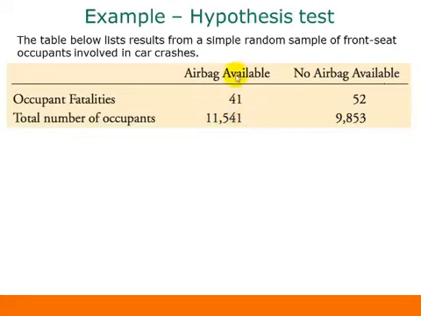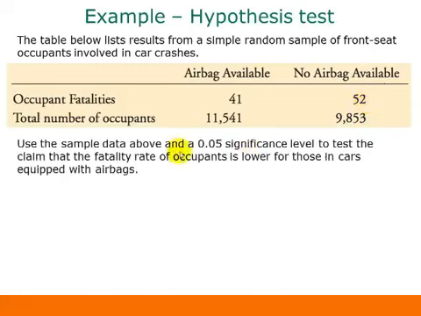So out of the 11,541 crashes where an airbag was available, there were 41 fatalities, and out of the 9,853 where no airbag was available, there were 52 occupant fatalities. So we're going to use the sample data and a 0.05 significance level to test the claim that the fatality rate of occupants is lower for those in cars equipped with airbags.